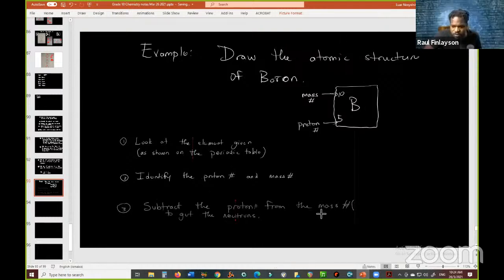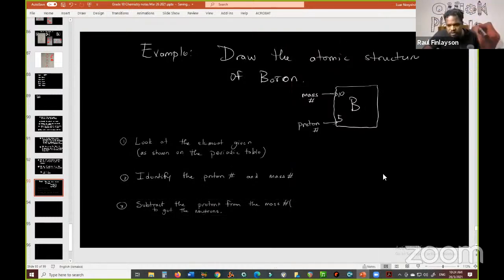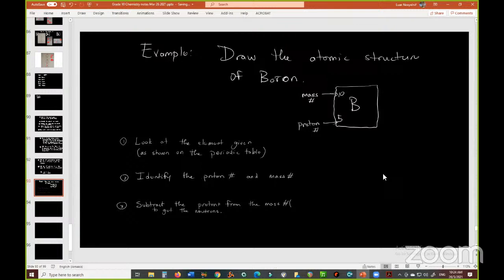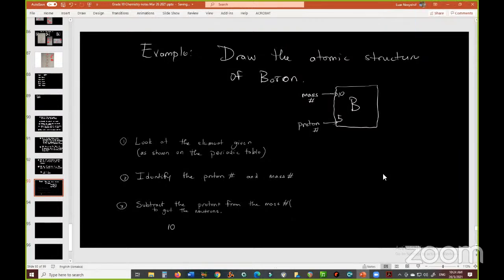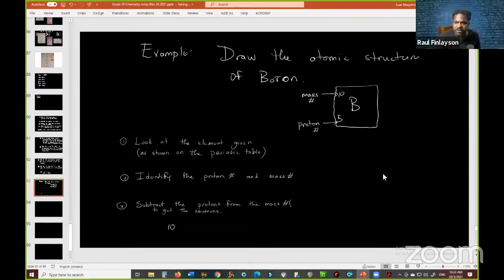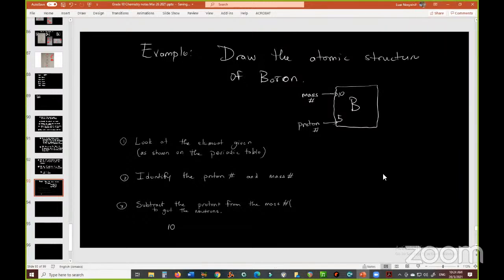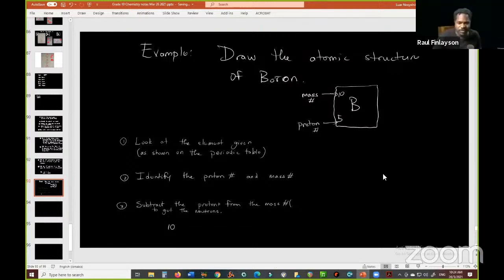So when we do that, how much do you get? Sir, 5. Sir, negative 5. 5? Negative 5? You get negative 5 from? Sir, I may have mixed up the question. You don't mix up no question. Proton number. All right, let me go back to it. Subtract the proton number. Yeah, subtract.